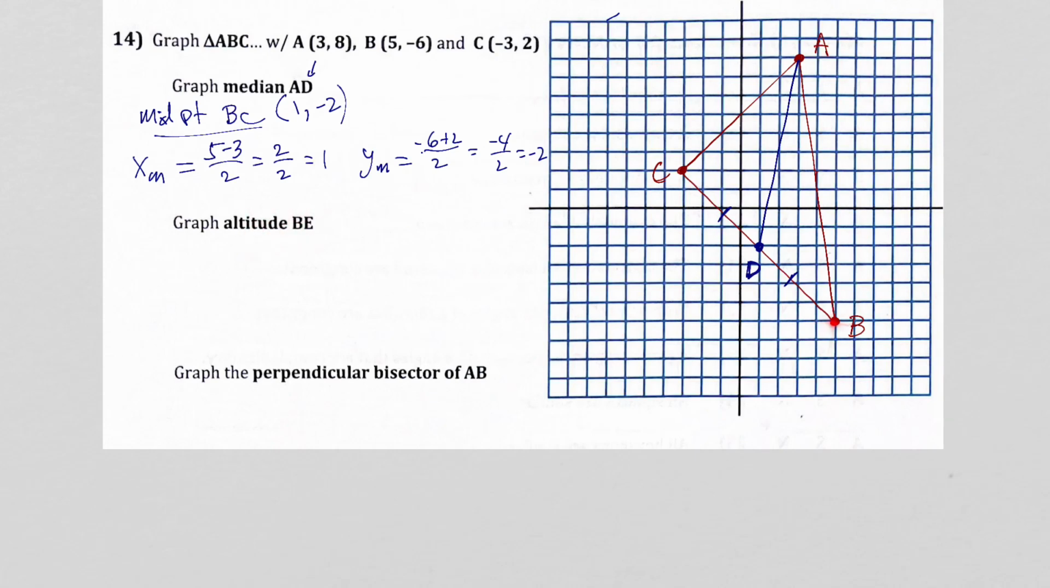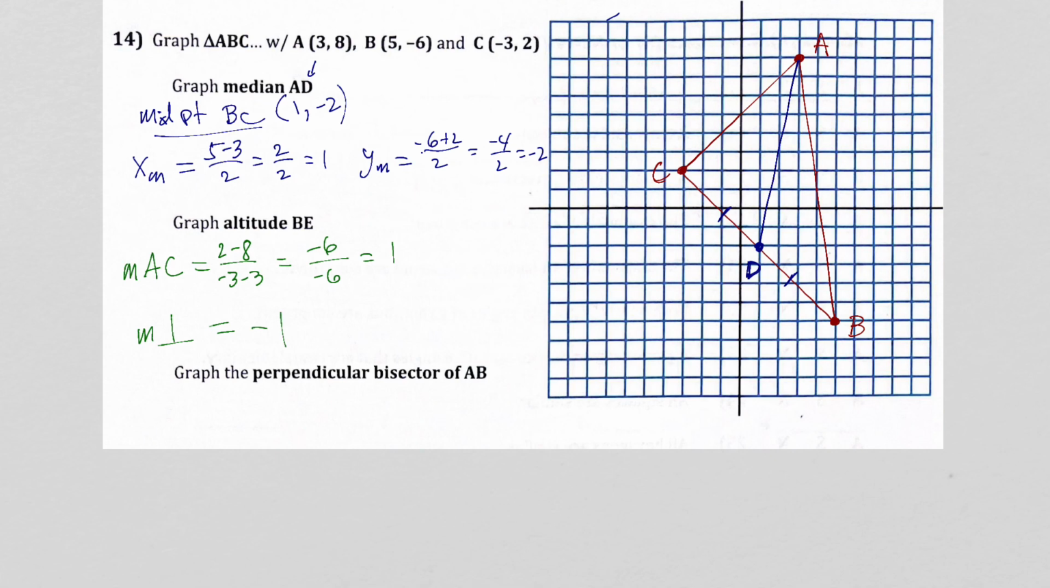The altitude BE. So we're going to come from here and hit this at a right angle. So we need to know the slope of this. So let's do that. The slope of AC is the difference of the y's, y2 minus y1, so 2 minus 8, over x2 minus x1, so negative 3 minus 3, which is negative 6 over negative 6, which is positive 1. That tells us the slope of the perpendicular is the opposite reciprocal, which is negative 1.